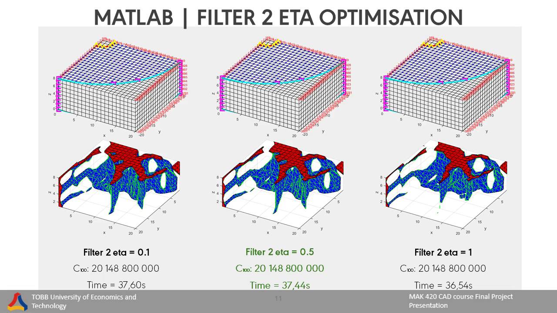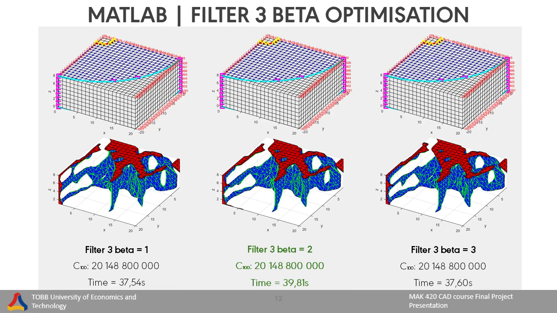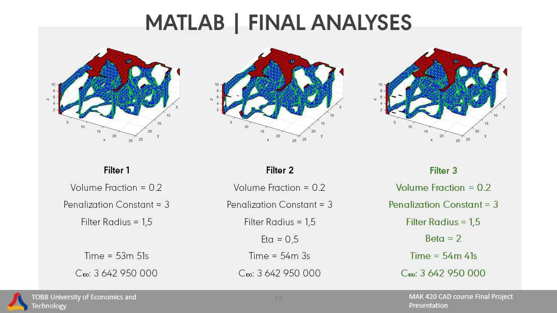After trying the other two filters, it has been found that both eta and beta are suitable for the same values. However, filter 3 has given much clearer results with the same optimum parameters. Because all three filters gave identical results, for the final analysis, all three filters with corresponding optimum parameters have been utilized.